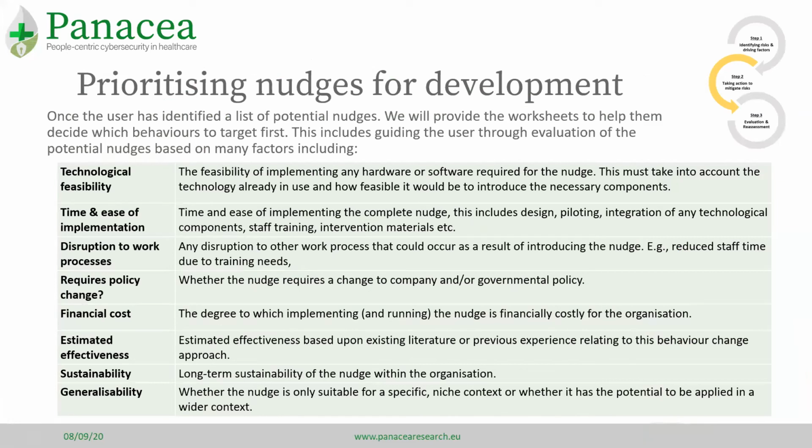This includes guiding the user through evaluation of potential nudges based on some factors. These are the criteria we have currently included: technological feasibility, time and ease of implementation, disruption to work processes, whether or not a policy change is required, the financial cost of developing the nudge, the expected effectiveness of the nudge, how sustainable and generalizable the nudge is.